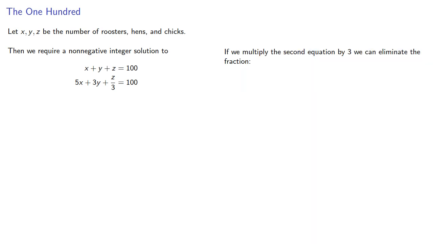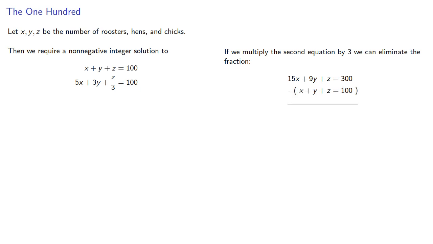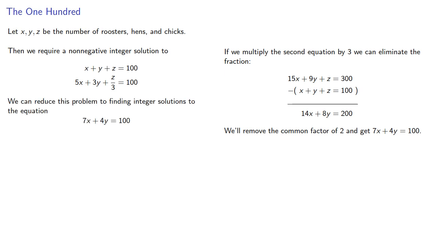If we multiply the second equation by 3, we can eliminate the fraction. And if we subtract the first equation, we can eliminate the z variable. And we'll remove the common factor of 2 to get an equation in 2 variables. So we can reduce this problem to finding integer solutions to the equation.